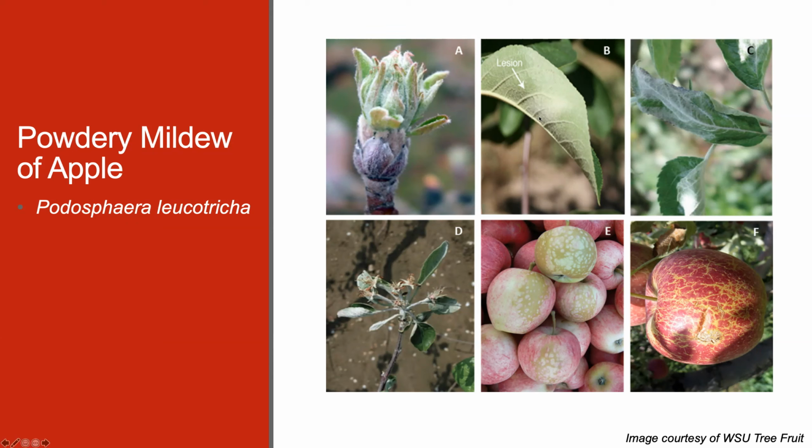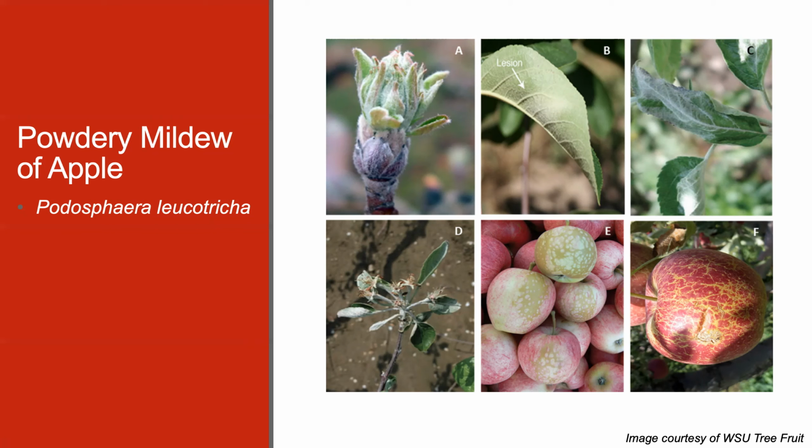So on panel B, you can see a single lesion. In panel C, you can see that the lesions are coalescing to cover the leaf. And in panel D, you can actually see some of the leaves are completely covered with powdery mildew. On some varieties of fruit, symptoms appear as netting, russeting, or ghost spots, as you can see in E and F. So E is showing a symptom called ghost spots, and F is russeting, or sometimes also called netting.